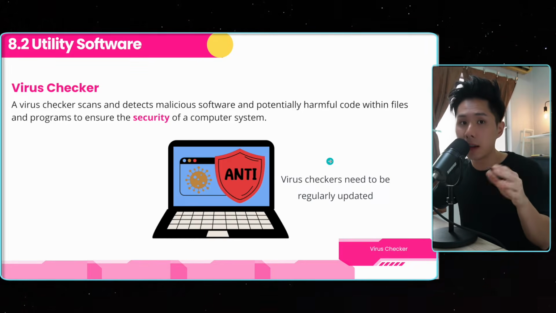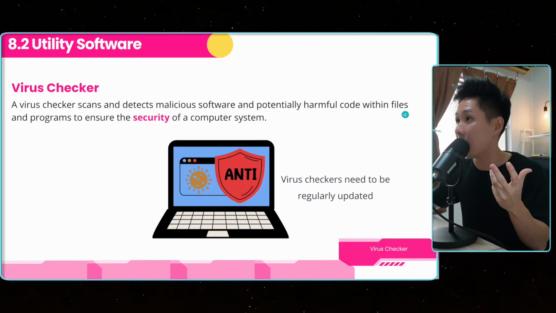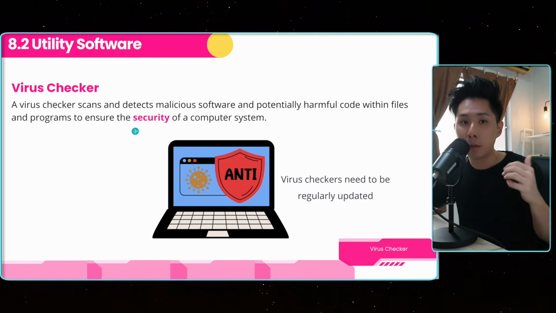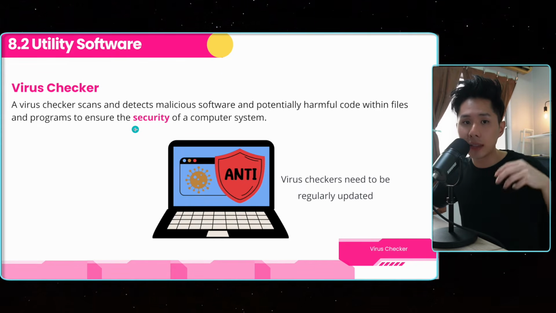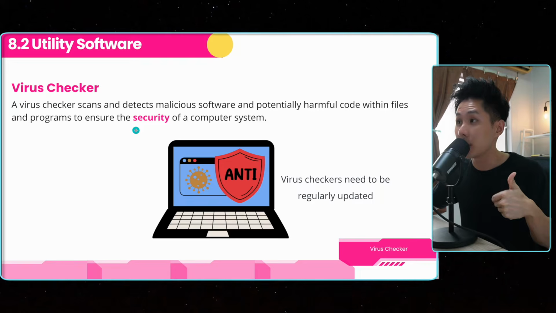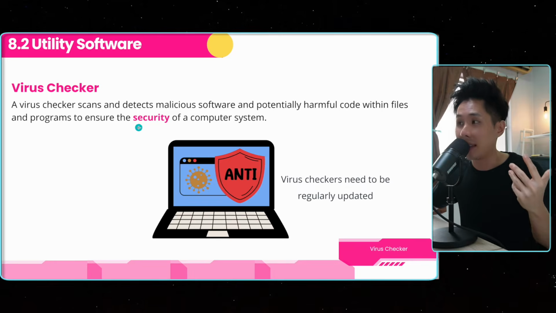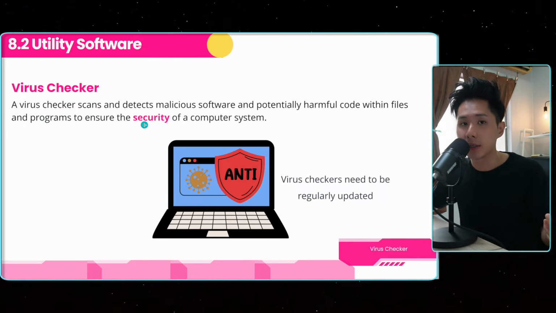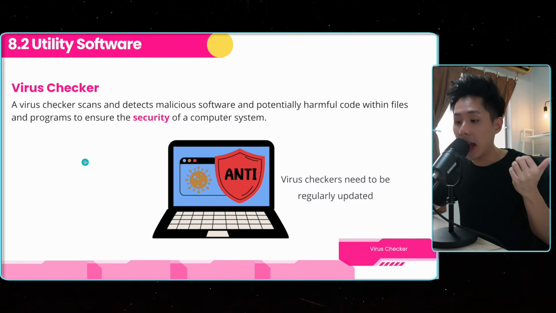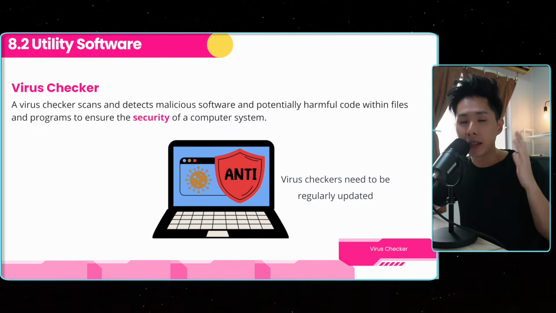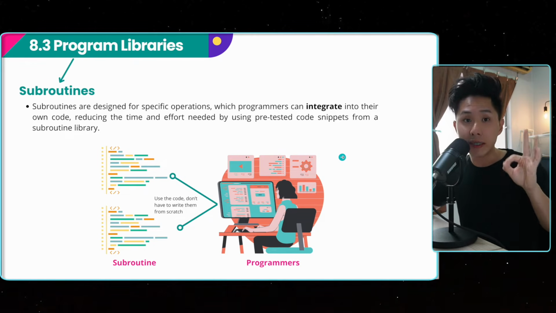The fifth type of utility software is the virus tracker. It scans and detects malicious software and potentially harmful code within files and programs to ensure security. It is a program that runs continuously to check whether there is any malicious software running on your computer. If that's the case, it will stop the process and even warn you if necessary. So these are all utility software. You can see that this software enhances the functionality of a computer to make sure that you have a good experience using it.